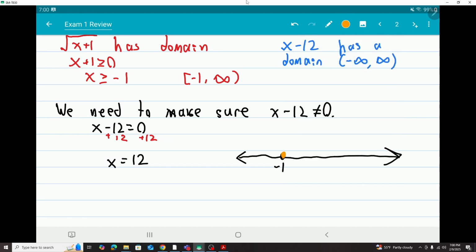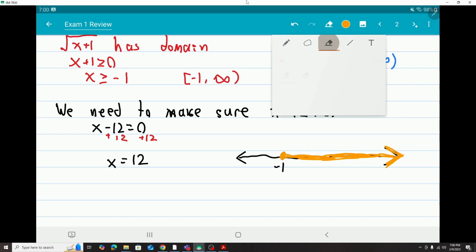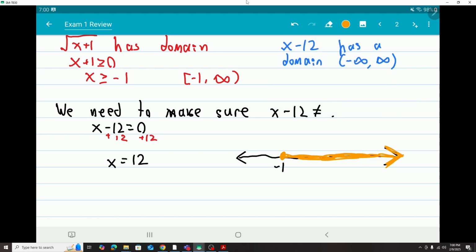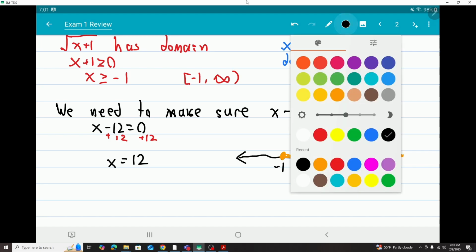Let's give it its own color. Start at minus 1, and then move to the right. But there's a problem, and that problem's name is 12. So here, when I get to 12, what needs to happen is I need to put a little hole there and cut it out.